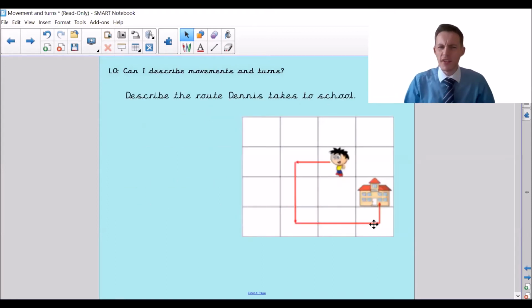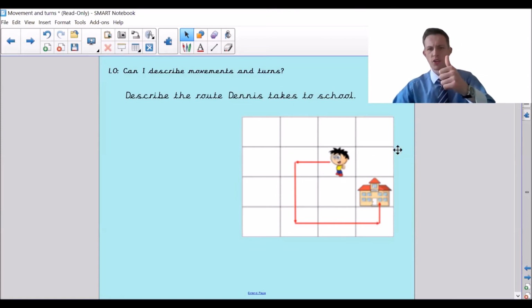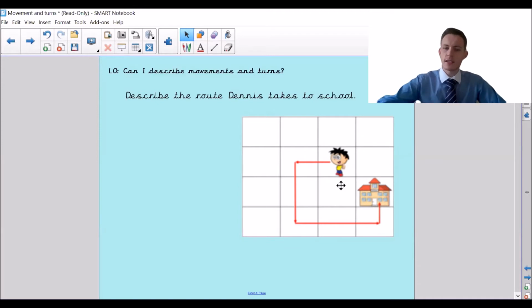So today we've got a bit of a challenge. This is my little friend Dennis. Dennis, he walks to school, and you can see Dennis is right here. He's waving at us, giving us a thumbs up. Now Dennis needs to get to the school. Now he could go anyway, but he's going to follow this red line.